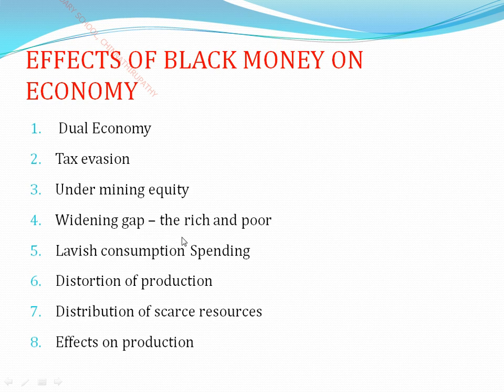And widening gap: it creates a gap between the rich and the poor, and lavish consumption spending is also a problem of black money. Lavish means giving or spending a large amount of money. And distortion of production: distortion is the act of twisting or altering something out of its true, natural, or original state. The actual production and turnover are not submitted as original records. That too is a problem of black money in the economy. And distribution of scarce resources: lack of resources is also a major cause of black money.